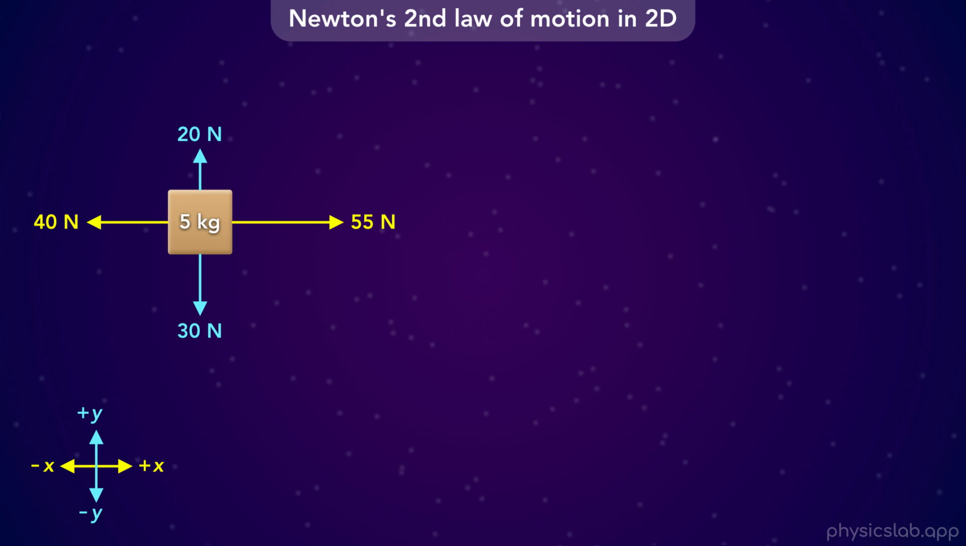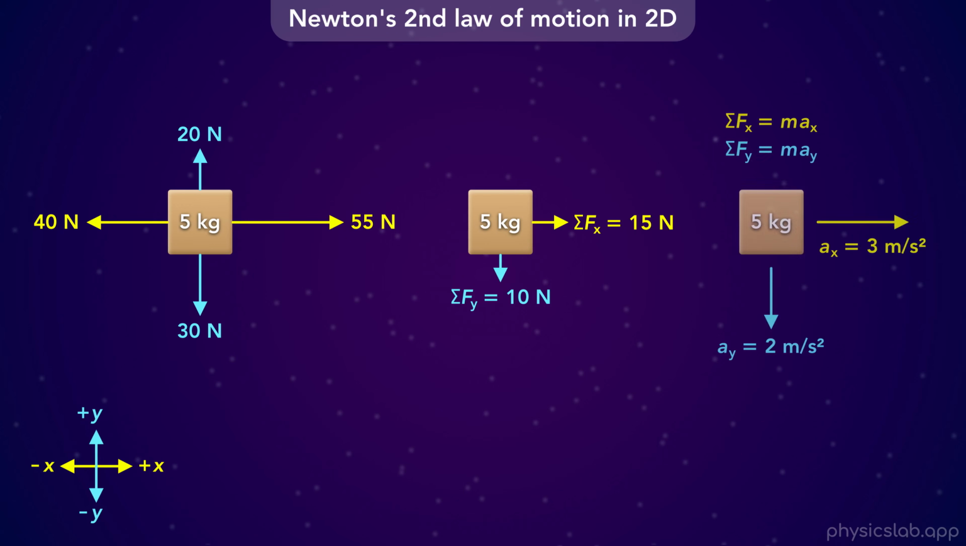So we have a 5 kilogram box with these forces acting on it. We just found the net force and the acceleration in the x and y directions. But how is this box actually going to move? Will it accelerate to the right, or will it accelerate down? Well, it'll do both. What we just found are the components of the actual acceleration vector.